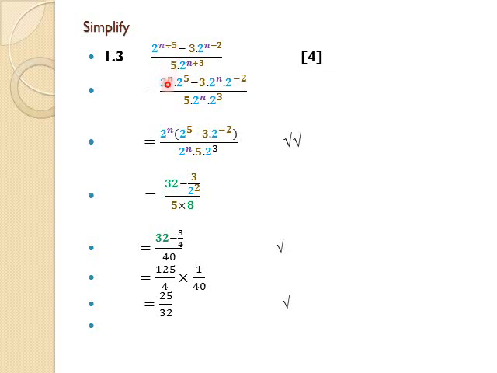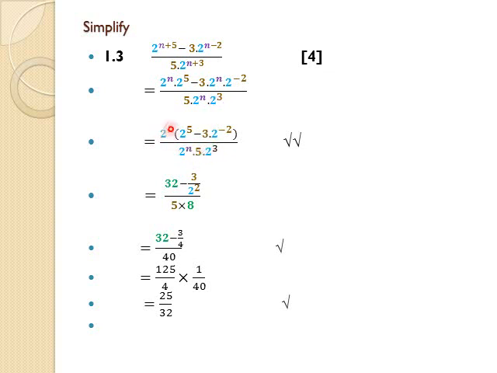So 2 to the power n plus 5 can be expressed as 2 to the power n times 2 to the power 5, minus 3 times 2 to the power n times 2 to the negative 2. The bottom I have 5 times 2 to the power n times 2 to the power 3. So now you should see there 2 to the power n, 2 to the power n, 2 to the power n. Take it out as a common factor. If I take out 2 to the power n, I'm left with 2 to the power 5 minus 3 times 2 to the negative 2. The bottom I've just rearranged and wrote 2 to the power n there, 5 times 2 to the power 3.